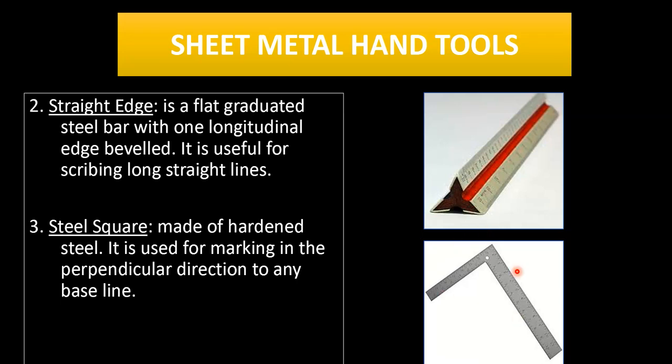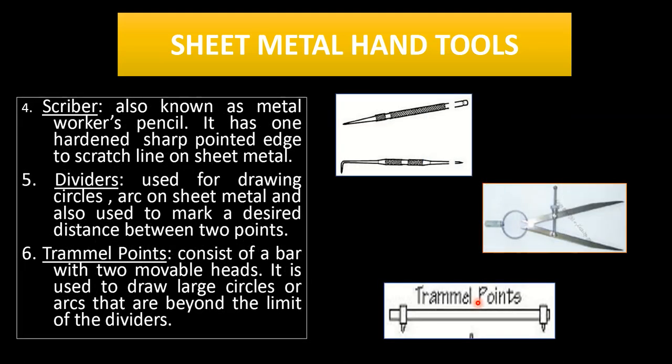After that we have the tri-square, or steel square, we can call it. It is basically used to measure the perpendicularness, or the 90 degrees. We can just measure with this and mark an exact 90 degrees line, or a perpendicular line, on the sheet metal.